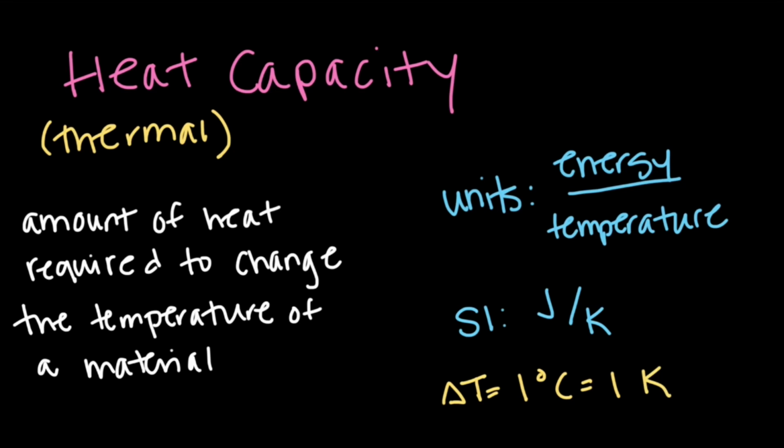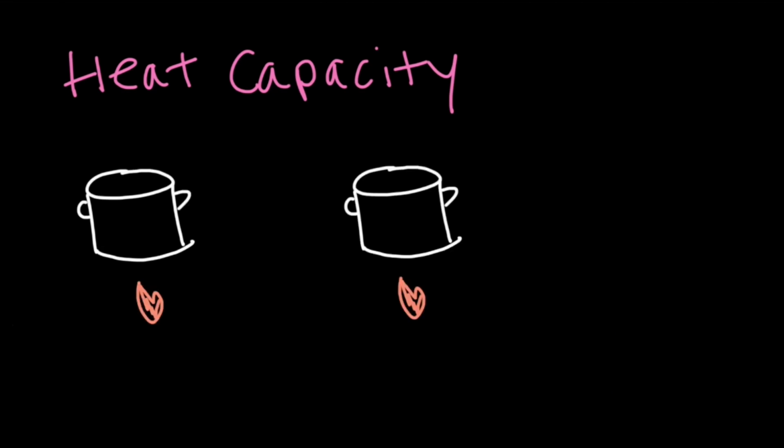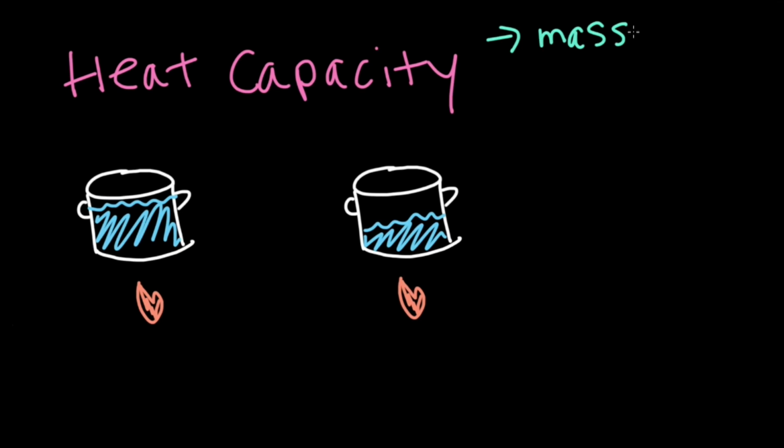Now, you probably already have an intuitive understanding of heat capacity, even if you haven't heard it phrased exactly like this before. Imagine you have 2 pots of water over the same burner, but one of the pots is full of water and the other is only about half full. You would probably expect the one with less water in it to boil faster, and this is actually because of heat capacity. The pot with the less water in it has a lower heat capacity, and this is because one of the things that heat capacity depends on is the mass of the object or system. Less water is less mass is a lower heat capacity.